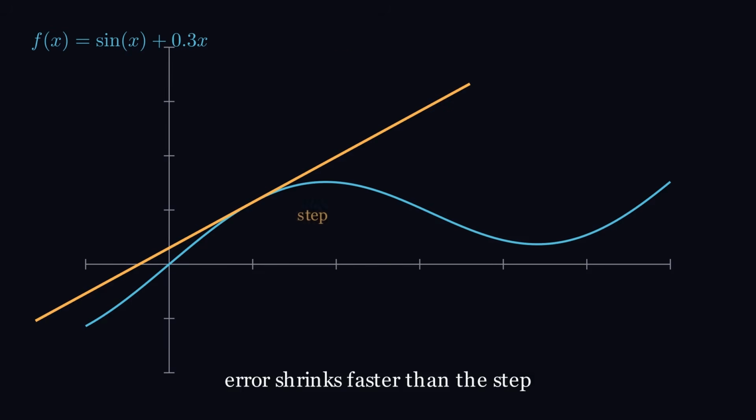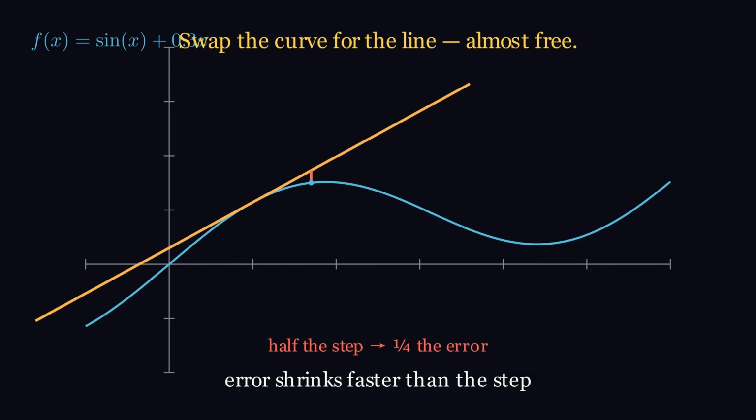The gap between the line and the true curve shrinks faster than the step you take. Step half as far from the point, and the error drops to a quarter. That's what makes this whole thing worth a damn. You get to throw away the complicated curve and use a simple line instead. And the swap is almost free.